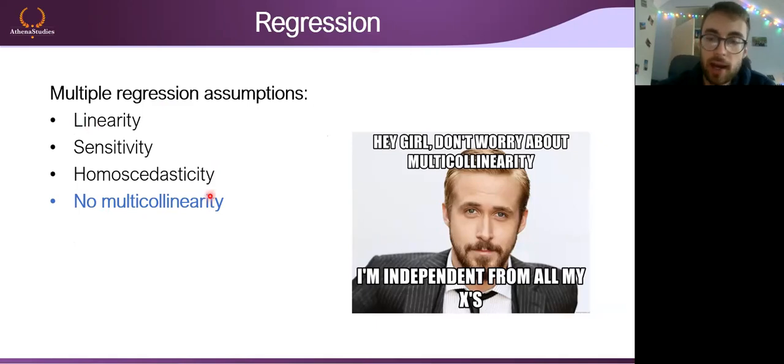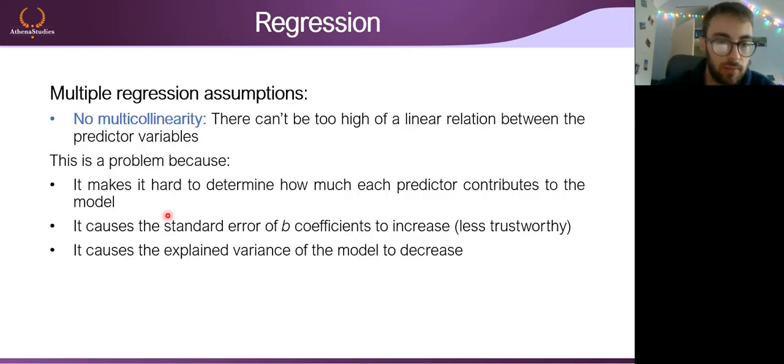Specificity, and it has a new one, which is no multicollinearity. So the multiple linear regression also assumes no multicollinearity. What does this mean? This means that there can't be too high of a linear relation between the predictor variables, so between the x's. This was not a problem before because we only had one x, but now that we have more x's, they cannot be too highly related.